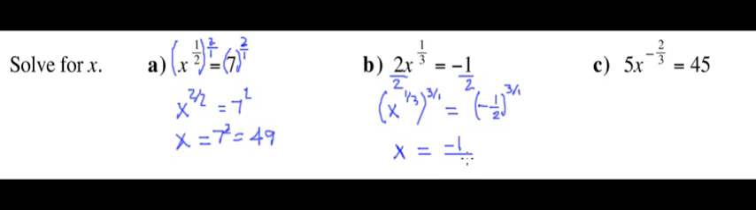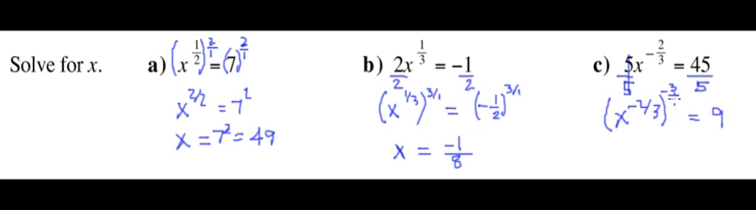Last one. Again, we have a coefficient out front, which is not great. I don't want to have to put that to the minus 3/2 power, so let's sidestep that by dividing both sides by 5. We get x to the minus 2/3 equals 9. And now the reciprocal of minus 2/3 is minus 3/2. And as usual, we do that to both sides of the equation. On the left, those cancel out. We get x to the 6/6, which is simply x.